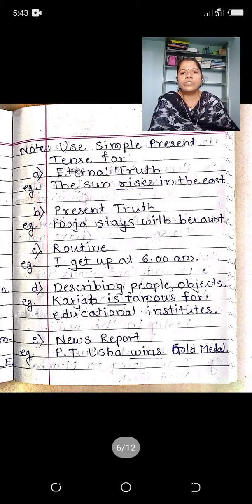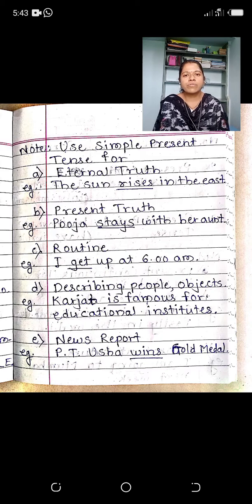Now, in which situations can you use simple present tense? The first is for eternal truth. There are some truths which you cannot change. They are eternal ones, and to state such eternal truths you have to use simple present tense. See, for example, the sun rises in the east, the sun sets in the west, the earth revolves round the sun, and so on.